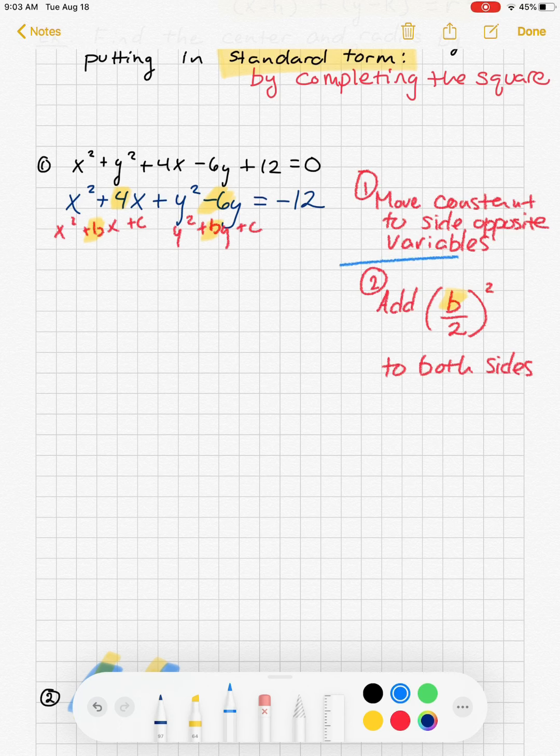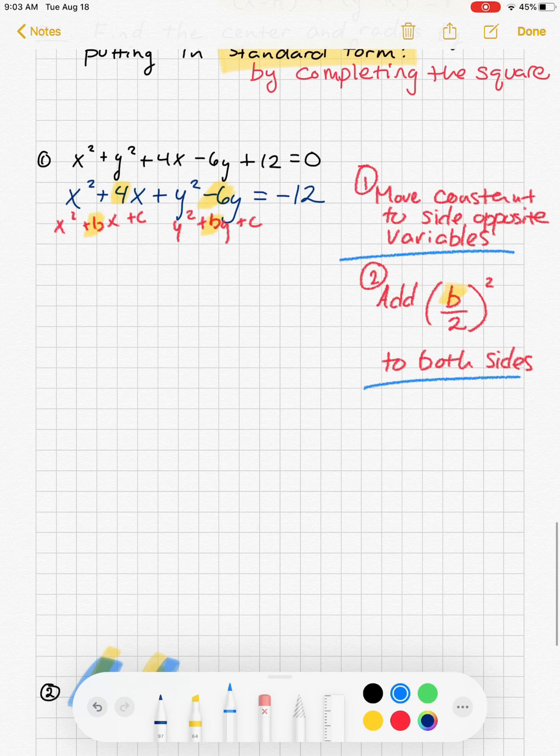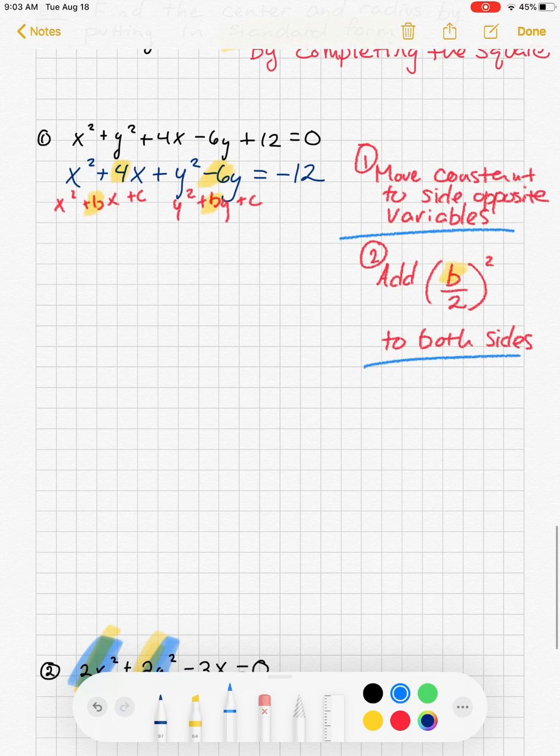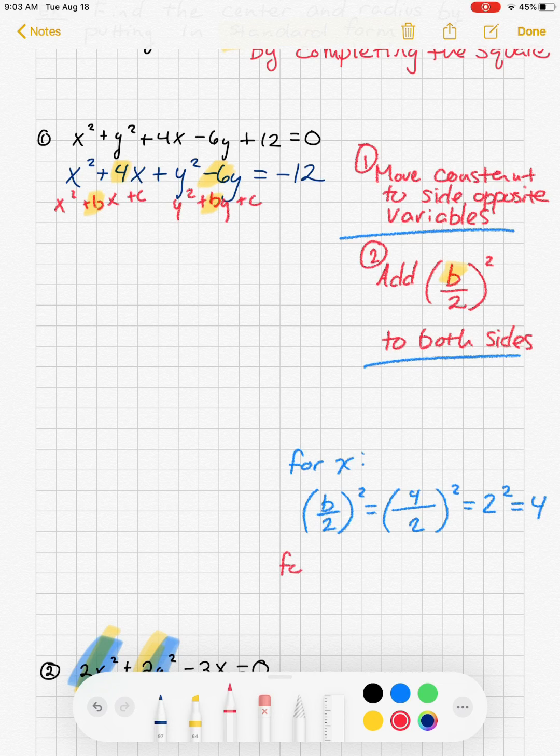So these are the steps. We did that step and that step. Now where should I go to calculate these special numbers? I'll just do it down here. For x, the b is 4. How about for y? The b is negative 6.